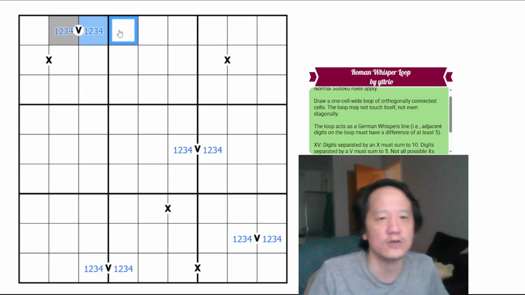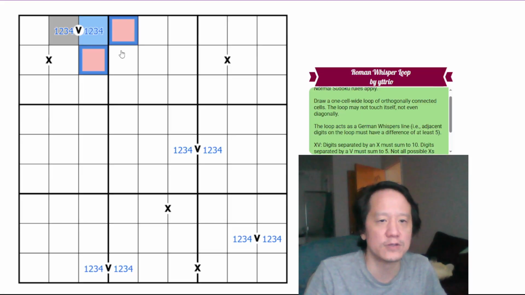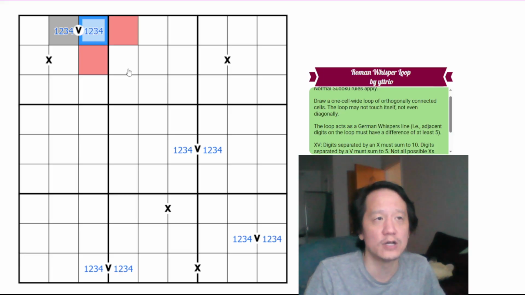So anything on the loop, first of all, we know both of these are on the loop because it's a loop, right? Any cell on the loop has to share an edge with exactly two other cells on the loop. So it must be these two. This can't be on the loop. This must go this way, so this is blue.